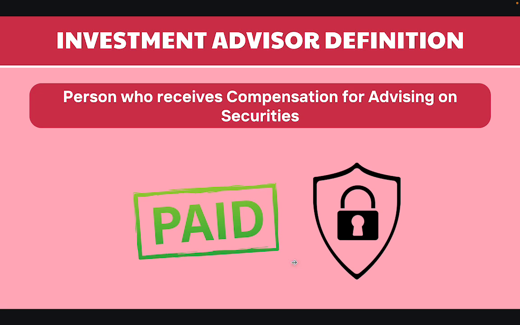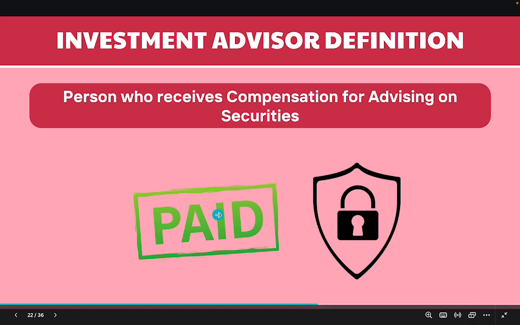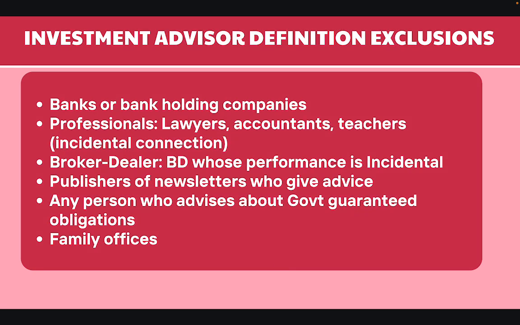The definition of an investment advisor: a person who receives compensation for advising on securities. They are paid for advising on securities. That's supposed to be a security. The exclusions, we have gone over this. Banks or bank holding companies, professionals like lawyers, accountants, teachers, anyone who has an incidental connection, a broker-dealer whose performance is incidental, publishers of newspapers or newsletters who give advice in general, any person who advises about government guaranteed obligations, and family offices.